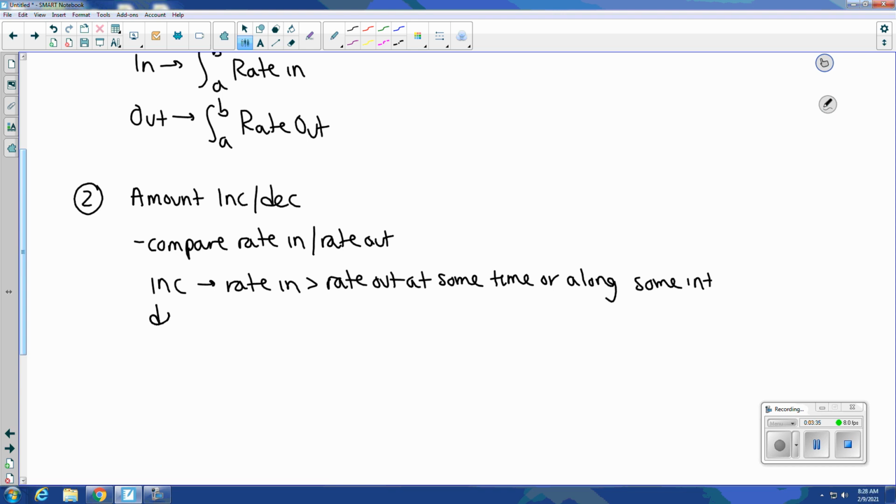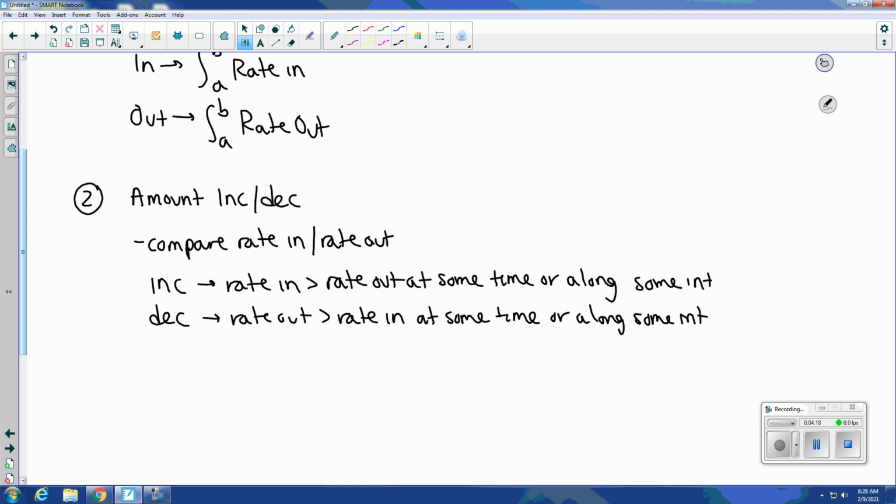With that same logic, to determine when the amount is decreasing, we would look to see, is the rate out greater than the rate in at that time or along some interval? So don't overcomplicate this question either. If they ask you, is the amount increasing or decreasing at a specific time, all you have to do is evaluate the rate in and the rate out functions at that time, and then compare, is the rate in greater or less than the rate out? And that will give you your answer.